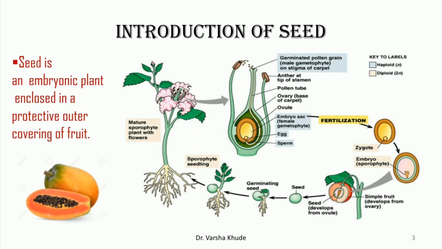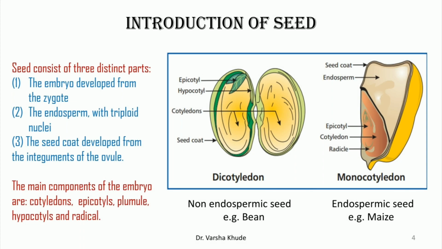In angiosperms, the process of seed development begins with double fertilization. Seeds are the product of the ripened ovule. After pollination and fertilization within the mother plant, the seed consists of three distinct parts: the embryo developed from the zygote, the endosperm with triploid nuclei, and the seed coat developed from the integument of the ovule.